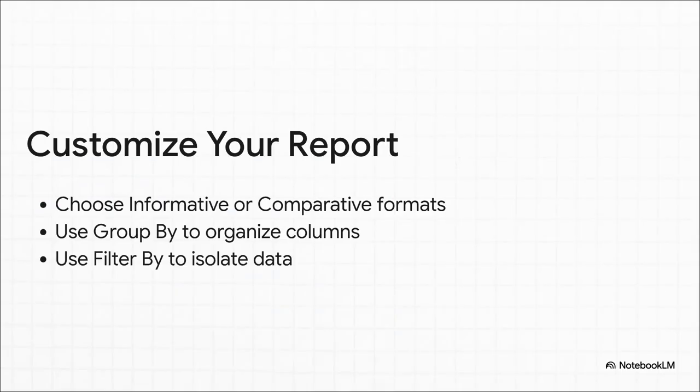Now, after you submit your question, the Query Builder gives you some really simple ways to refine your report. You can decide if you want an informative report, which gives you great AI summaries, or a comparative report if you want to focus heavily on charts and data. And if you need to refine things even more, there are these super intuitive drop-down menus. You can use Group By to neatly organize your columns, or use Filter By to isolate extremely specific data points. The logic is just beautiful. It totally takes the heavy lifting out of database sorting and replaces it with user-friendly toggles.